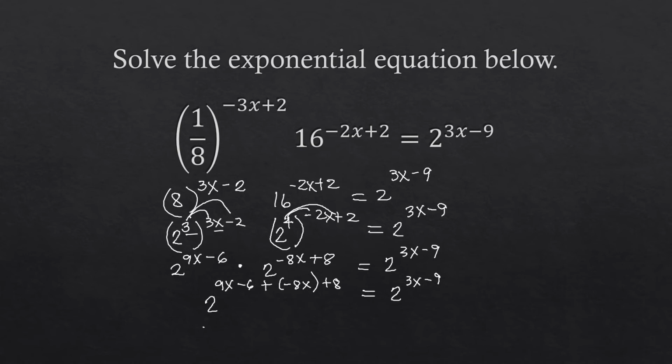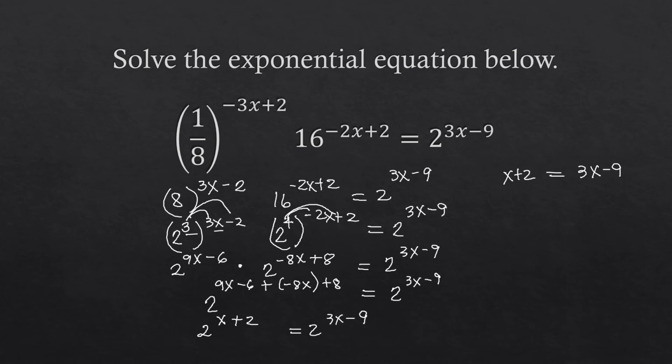Next, we simply combine like terms here. 9x plus negative 8x, that will be x. Negative 6 plus 8, that will be plus 2. This is equal to 2 to the power of 3x minus 9. Notice we now have single bases on the left side and right side. So we are now equating our exponents. So x plus 2 on the left side will be equal to 3x minus 9 on the right side.